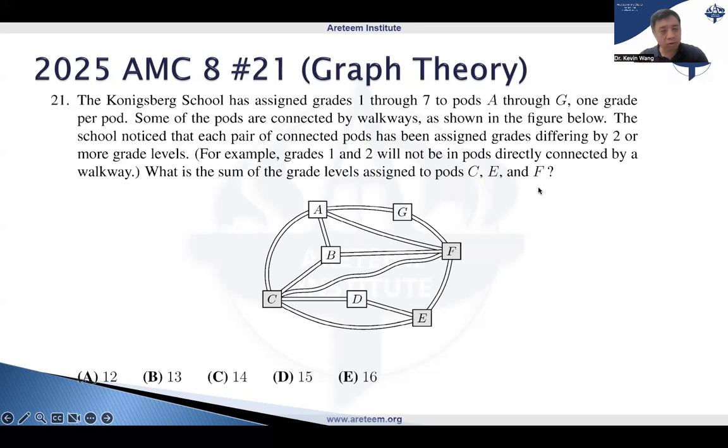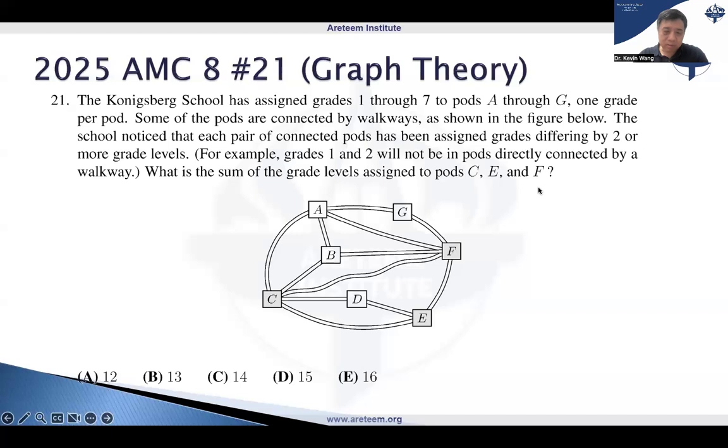So we have the grades 1, 2, 3, 4, 5, 6, 7, and we have the pods A, B, C, D, E, F, G, and a graph here to see which one is connected to what. At first glance, this is pretty hard to do. Maybe we just try assigning some numbers randomly and see if it works or not. But that's going to be a lot of choices. If you know some basic counting, the random assignment is 7 factorial, so 5,040 choices. We can't try one by one, right?